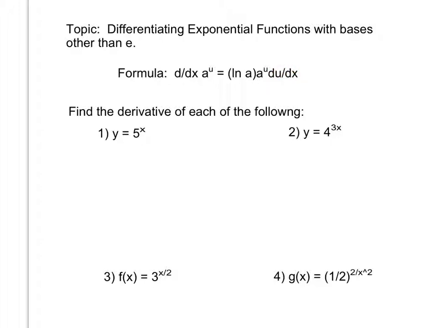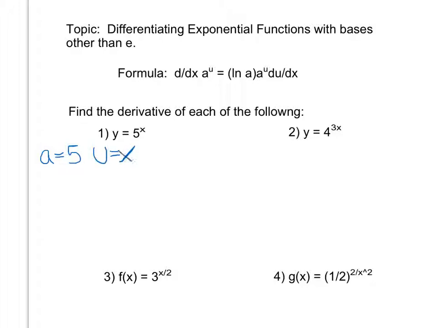So now that I've given you the formula, I want to go through 4 examples where we look at how that formula gets used. So let's say on number 1, I have y equals 5 to the x. Well, I notice it's in the form a to the u, where my a is 5. I don't really need to call it a u since it's just an x, but just to go through the process I will.